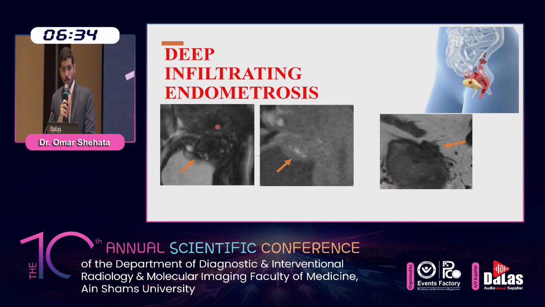Deep infiltrating endometriosis is defined as endometriosis infiltrating the peritoneum to a depth of more than 5 millimeters in thickness. Two morphological subtypes are often seen. The first one is active glandular morphology, which appears as T1 hyperintense and T2 hypointense hemorrhagic glandular tissue, with or without T1 hypointense and T2 hyperintense cyst.